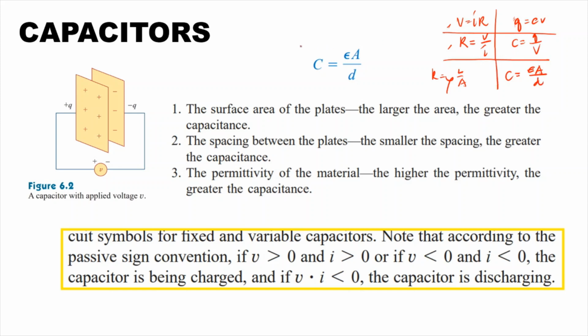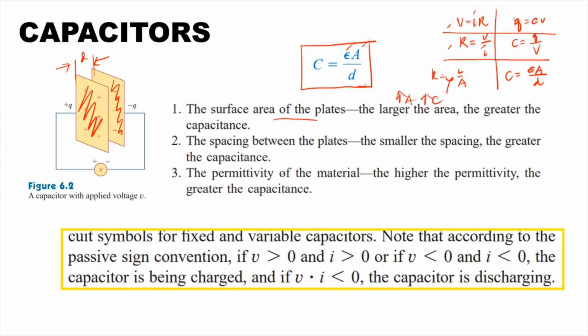So capacitance, ano ibig sabihin nito? Directly proportional siya sa epsilon, that is the permittivity of the material. Directly proportional din siya sa A, the surface area of the plates. And d is the spacing or the distance between the plates. Anong ibig sabihin yan? Kapag directly proportional siya sa A, the surface area of the plates, kapag larger yung area, larger yung capacitance.